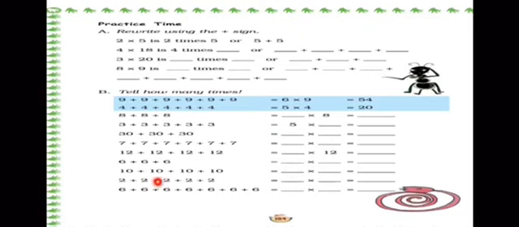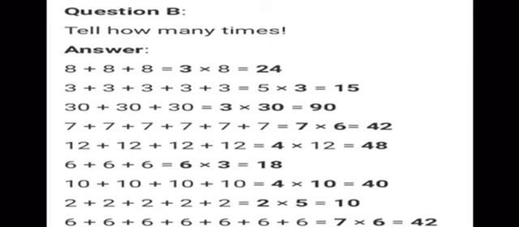Now 10 plus 10 plus 10 plus 10. So 4 times 10 is 40. 1, 2, 3, 4 and 5. So 5 times 2 is 10. And 1, 2, 3, 4, 5, 6 and 7. So 7 times 6 is 42. So now let's check our answers. So start writing this in your textbook.